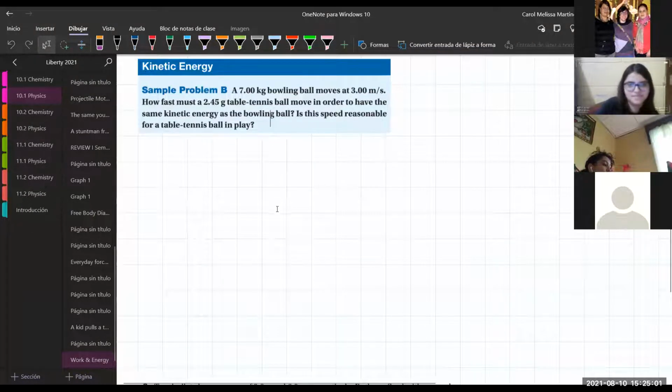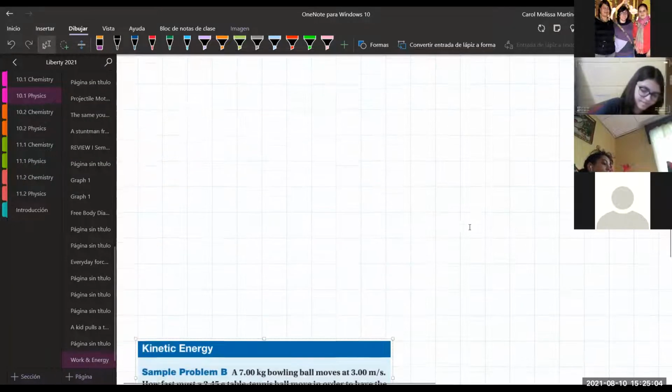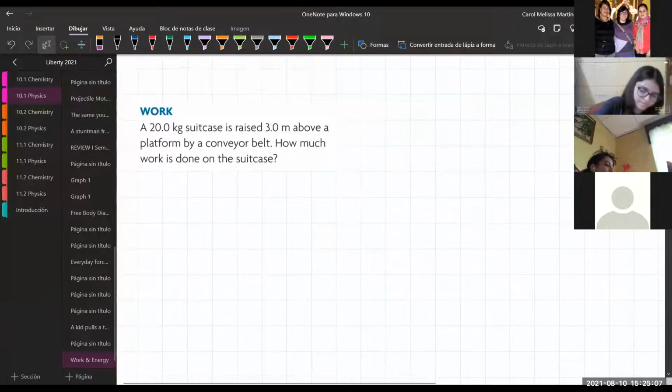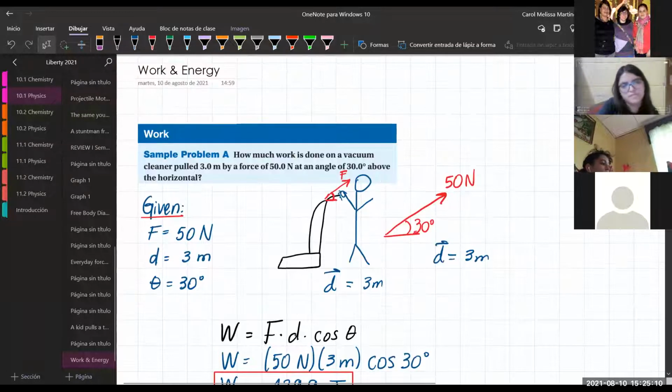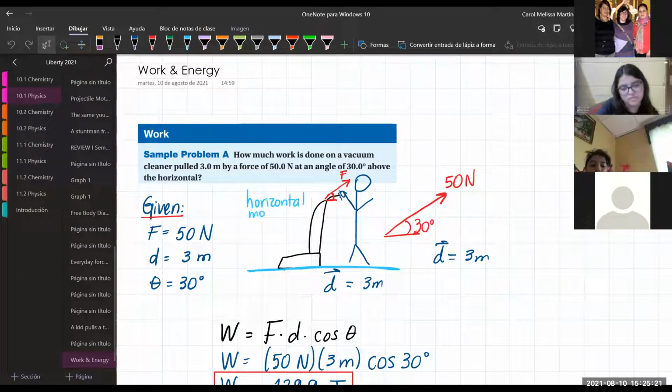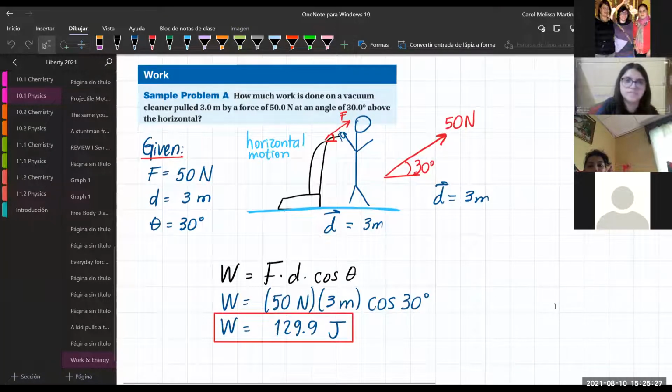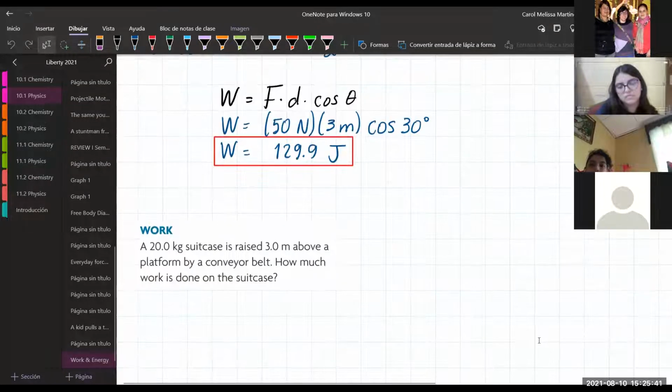But you need to be careful about something. So let me show you. I'm showing you two examples here. Take a look. In the first example, the motion that the vacuum has, of course, is a horizontal motion. So the force that we are actually including in this exercise is the horizontal component of the force. I mean, if you get the horizontal component of the force and you multiply times the distance, you will also get this answer. But take a look at this example, the one of the suitcase.